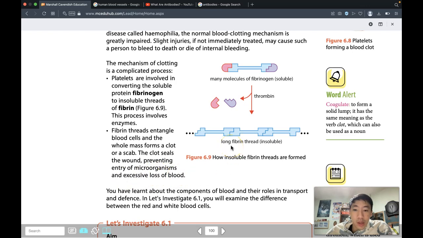Okay, so when there's an injury, it's very important to keep it clean, right? Because you don't want microorganisms to enter your body and cause infection. And also you don't want to lose too much blood.